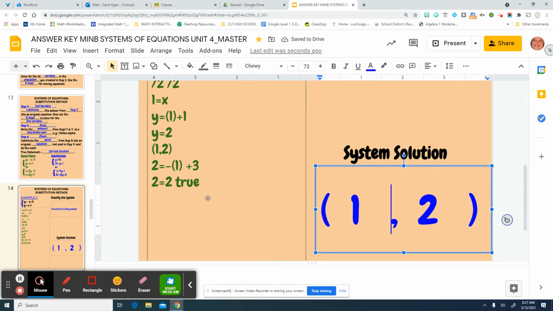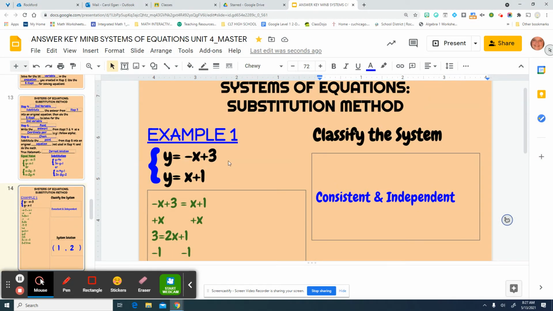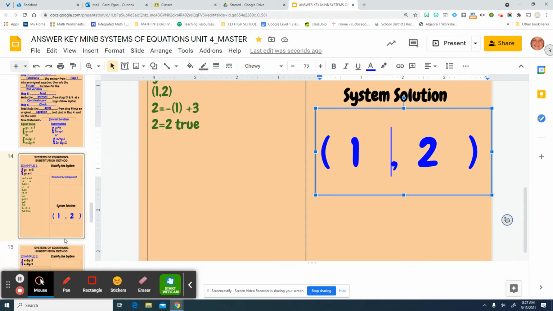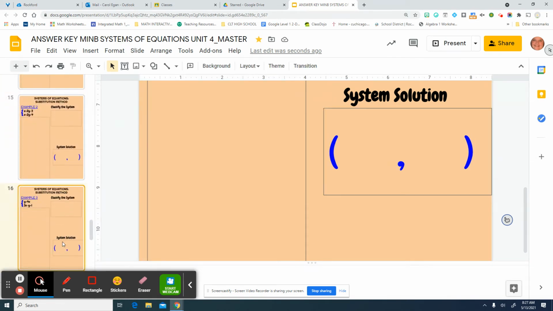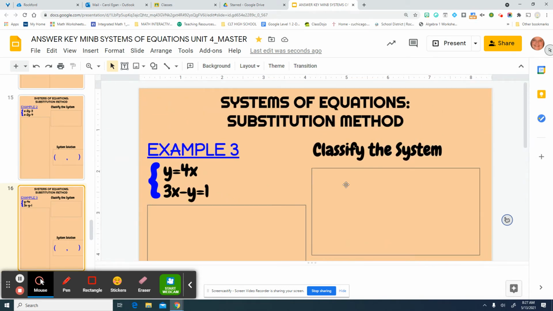Okay, so that tells me that for the system, y equals negative x plus 3 and y equals x plus 1, the solution that they both share is (1, 2). And if I graph these lines, that's where they would cross over. Now let's look at an example of non-equal value, which is example 3.